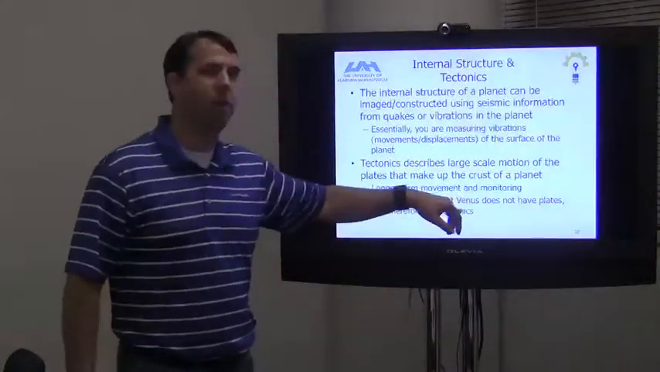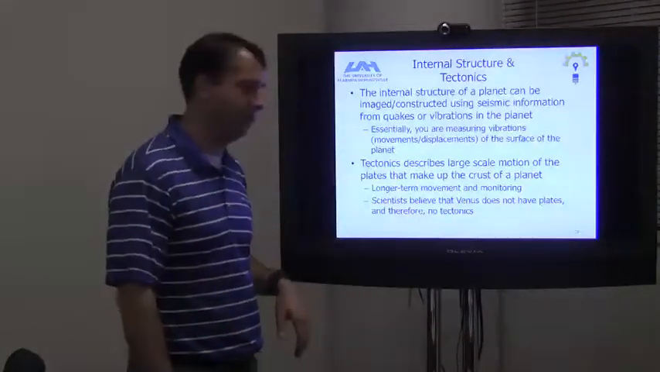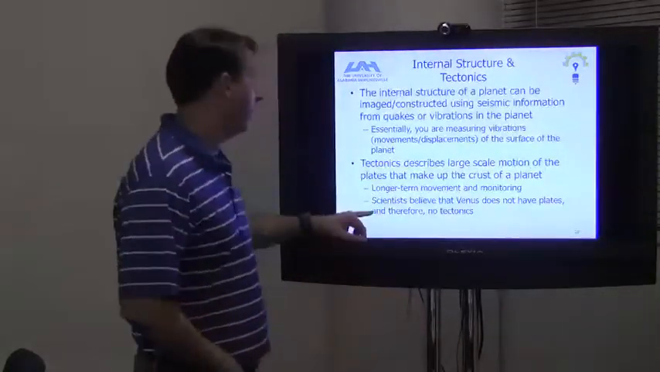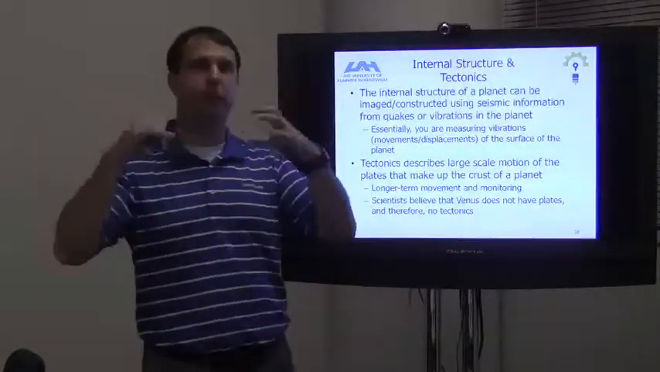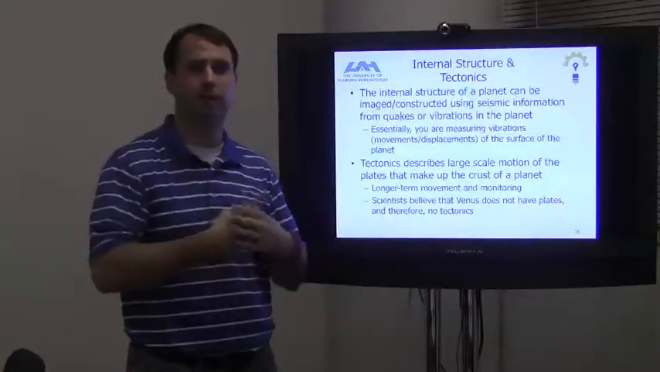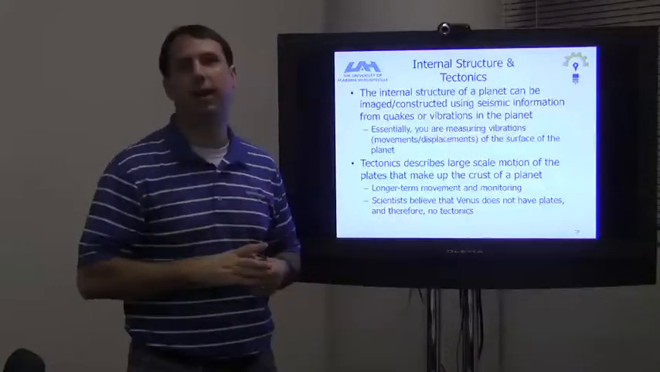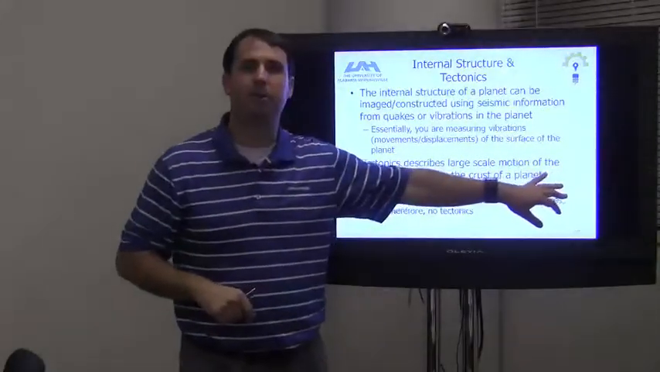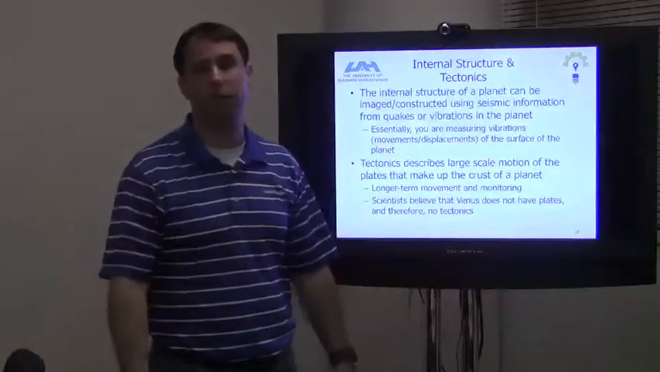It's long-term movement and monitoring. That's how you measure plate tectonics. It's very slow movement of plates. But scientists believe that Venus is just one big plate. It's just like plate, all around. There's no fault lines and stuff. So I'll put that there just to give you the definition of tectonics, but scientists believe there's no plates.